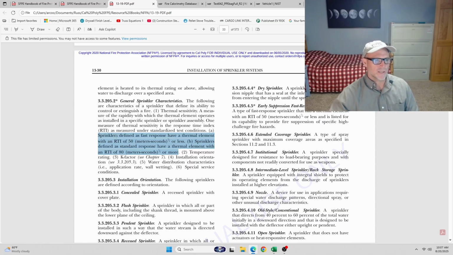One is called the RTI. That represents the response time index. And the lower the RTI, the faster your sprinkler head goes off. Even smoke detectors have an RTI assigned to them.